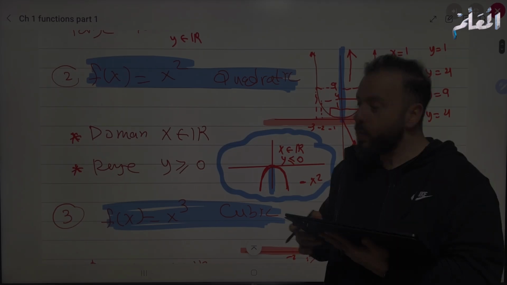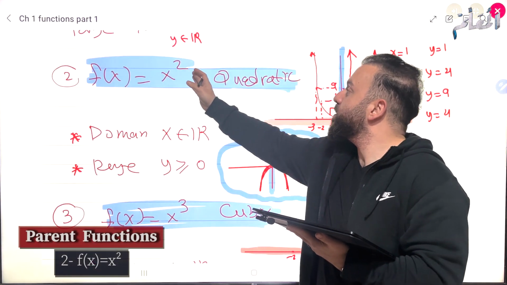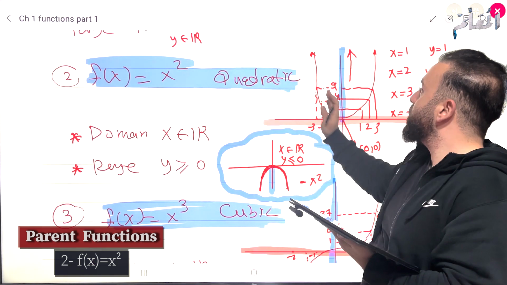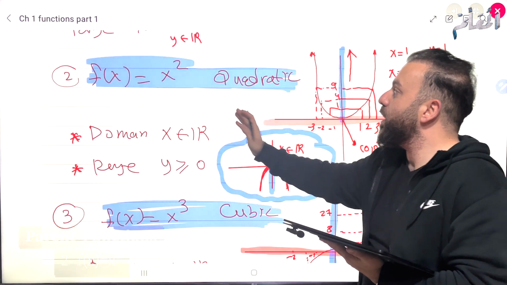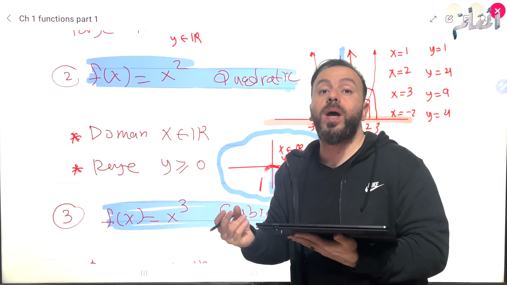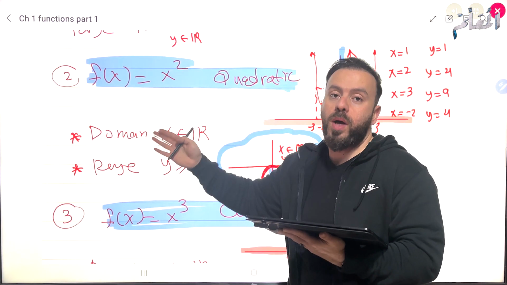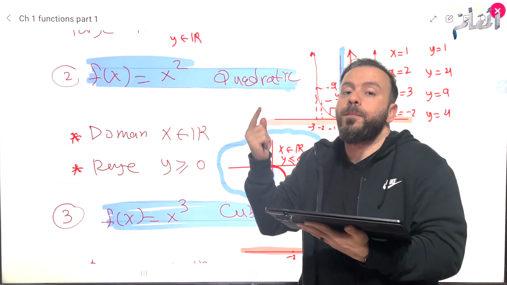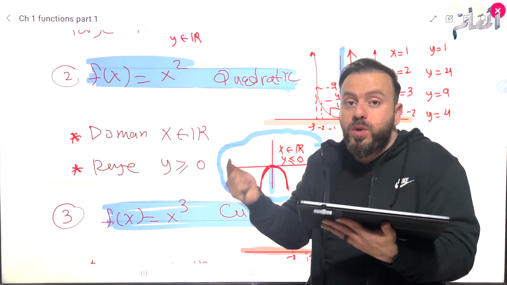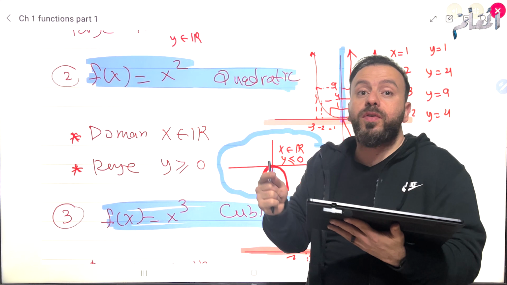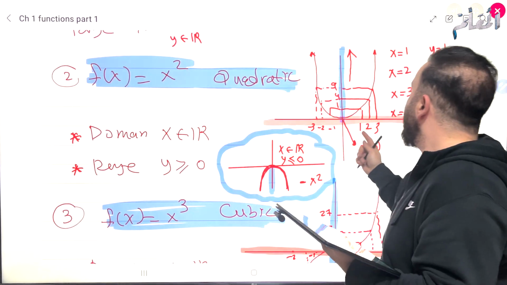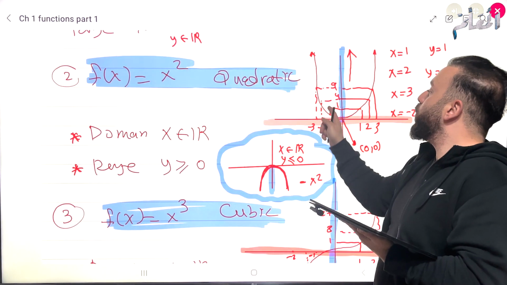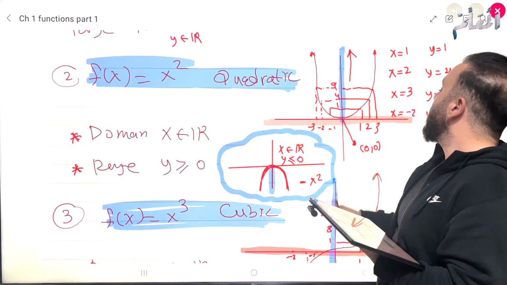Okay? Second one, the quadratic function f of x equal x squared. We call it the parabola. Here the shape of this function is a parabola. Whenever you put x, you get the value of y as x squared. So 1 gives 1 squared, 1; 2 gives 2 squared, 4; 3 gives 3 squared, 9; -1 all squared gives 1; -2 all squared gives 4; -3 all squared gives 9, as you can see here.